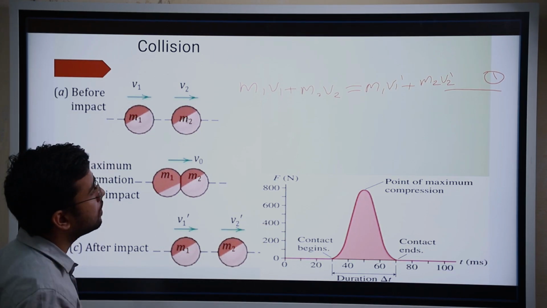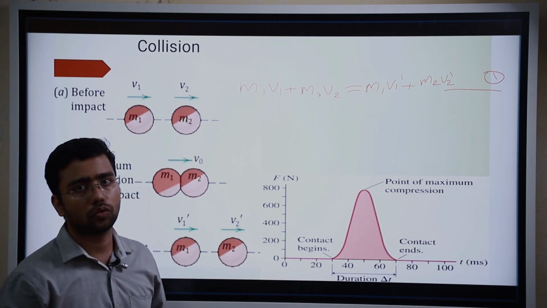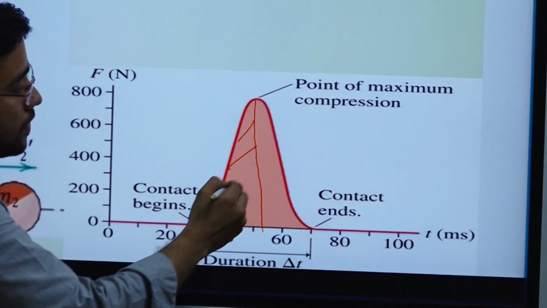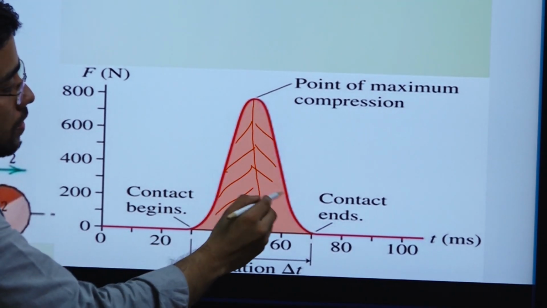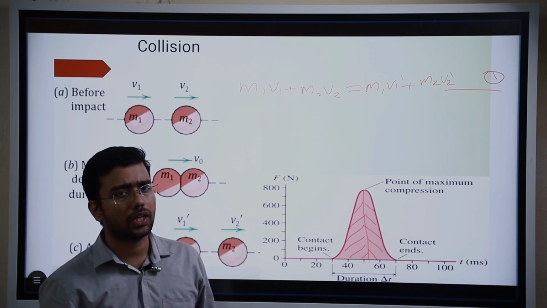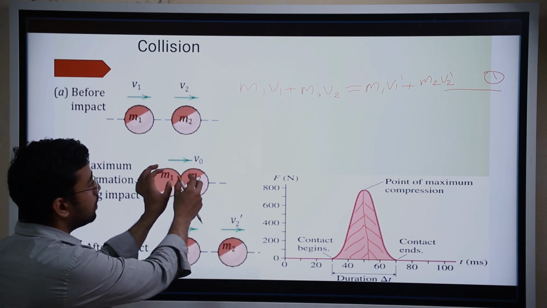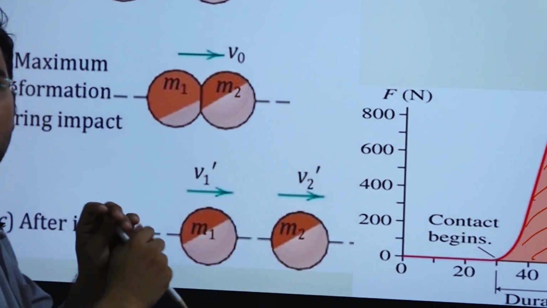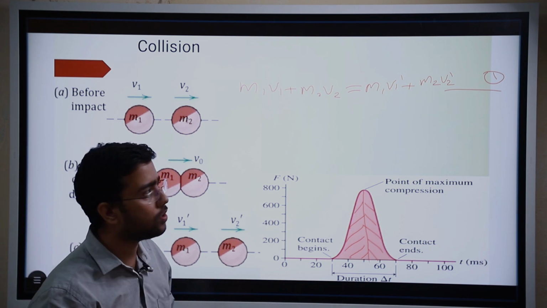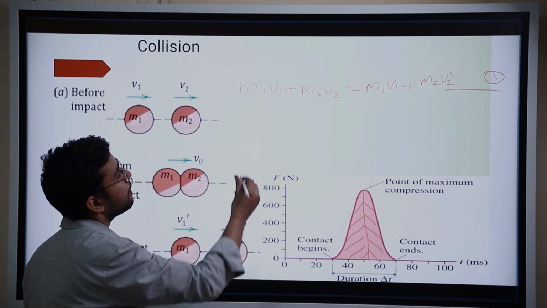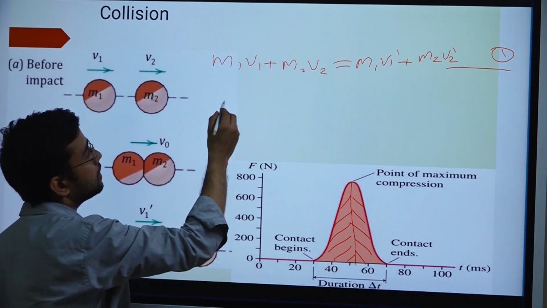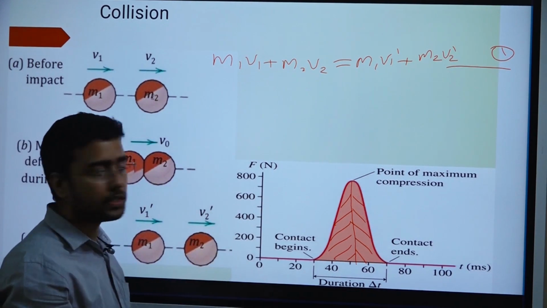The second equation is conservation of energy. Suppose both these curves are equal in magnitude. Then whatever deformation happened, afterwards we will have full recovery. If we have full recovery, it means there is no energy loss. If there is no energy loss, in that case we can apply energy conservation, along with momentum conservation.